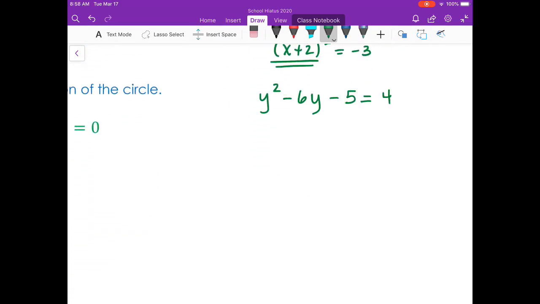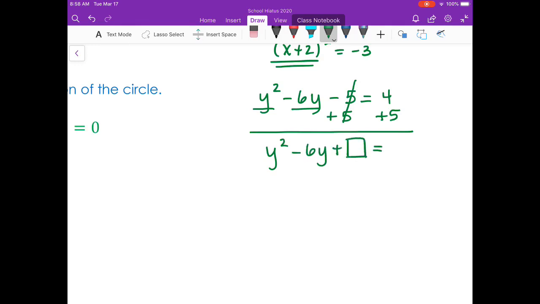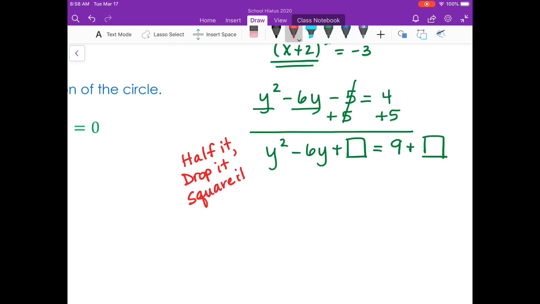Let's try another one. We're going to keep our y squared and y term together, moving the constant to the other side of the equation. After that, we're going to leave a space for the perfect square that we choose to add to both sides of the equation. The next part of the process is a little bit tricky, so I have a shortcut for you to keep in mind. It's half it, drop it, square it, and add it. I'll show you how it works.